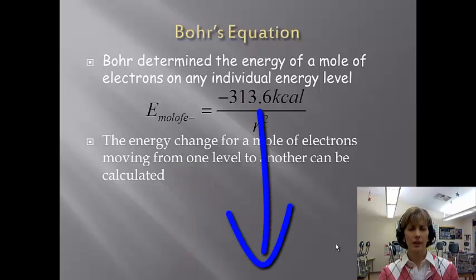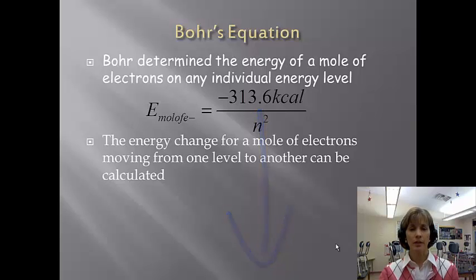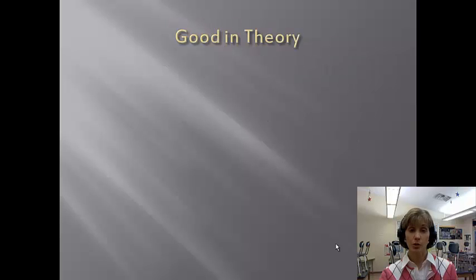And that negative sign on this equation sometimes confuses people, but it is there to tell us that if the electron came from outside the atom and fell down close to the nucleus of a hydrogen atom, 313.6 kilocalories per mole of energy would be released. We tend to use those values in joules now, that's the SI unit, but you do see this 313.6 kilocalorie value relating back to Bohr's original research.